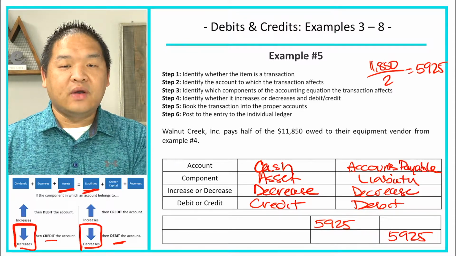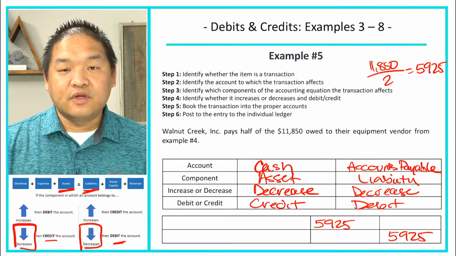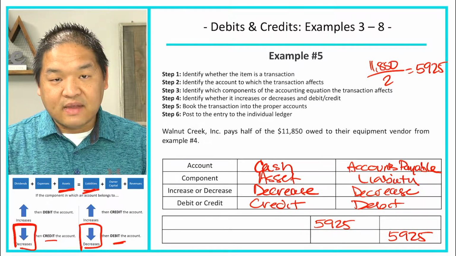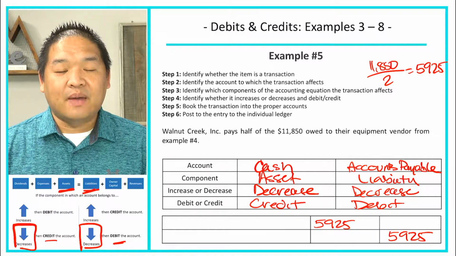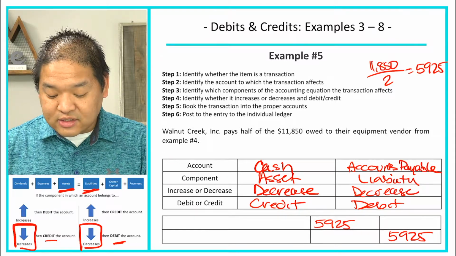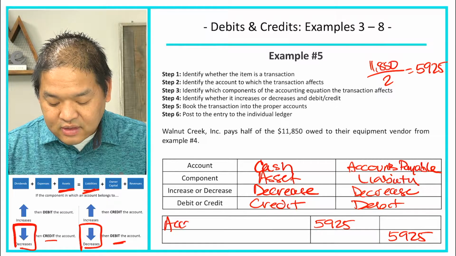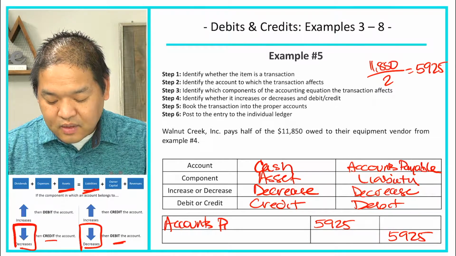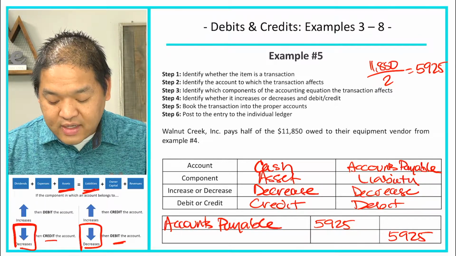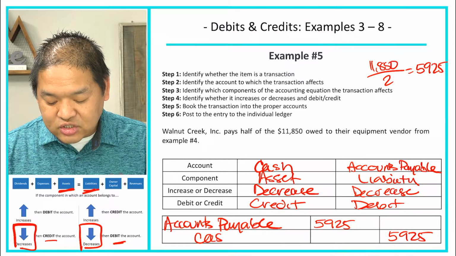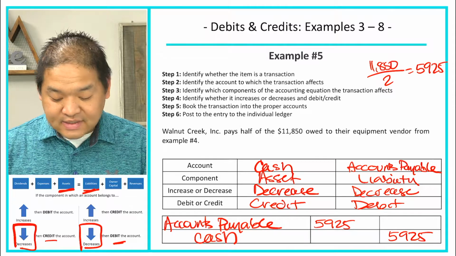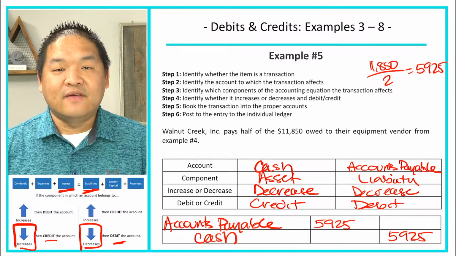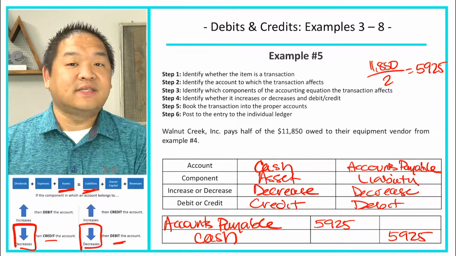All right, so now that we know the analysis, the question is what comes first, what comes second? The first thing that came to us is going to be a debit. So which one of these two accounts are we going to debit? We're going to debit the accounts payable, and we're going to credit cash. So debit accounts payable, credit cash for $5,925. All right, so that's example 5.